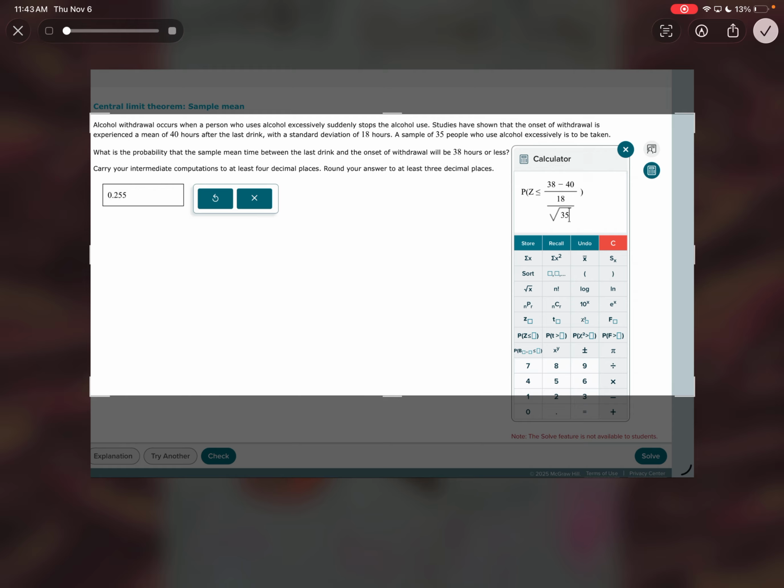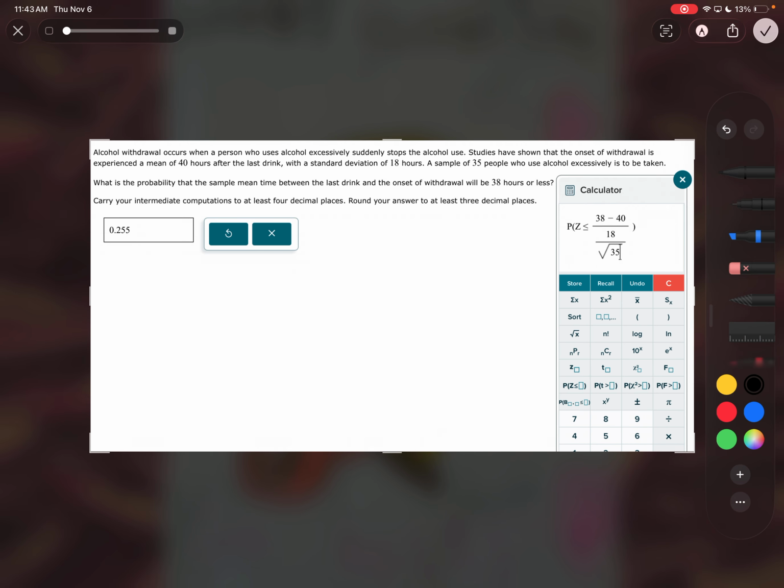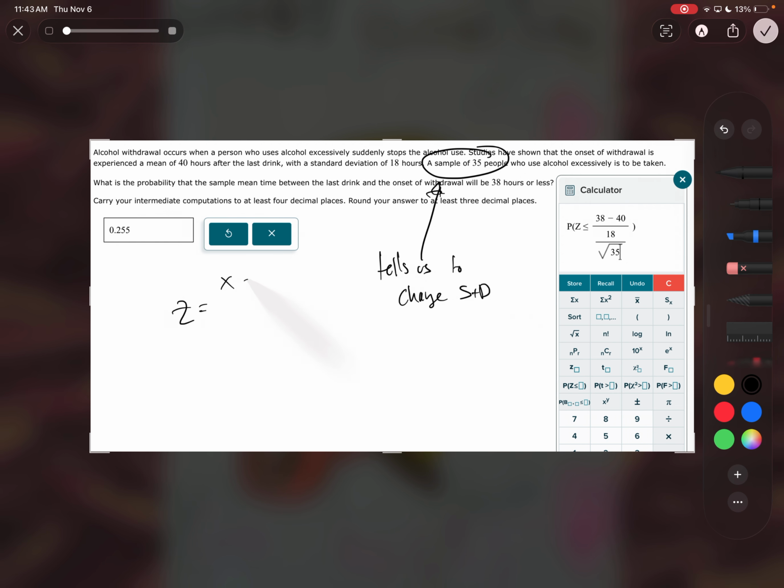So it is the same idea of what we just did. That's why I wanted to go ahead and do it real quick. Sample 35. That tells us to change our standard deviation. So the formula you are actually using is x minus the mean, divided by the standard deviation divided by the square root of n. Okay, you will see this formula again. This formula pops up a few times. The other thing we've got to make sure we pay attention to is, remember, what's our mean? 40. We're doing 38 or less. So it is to the left. We're good there, okay?